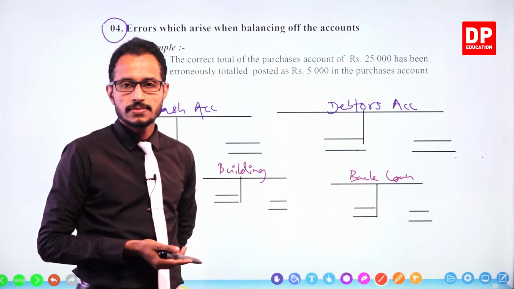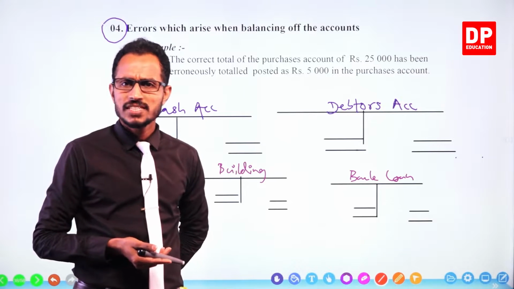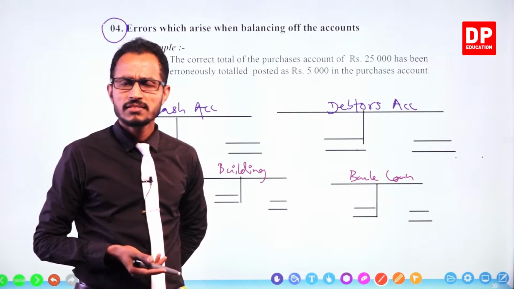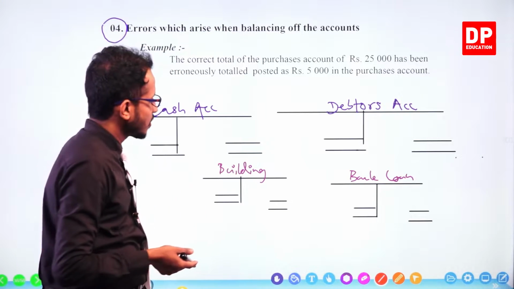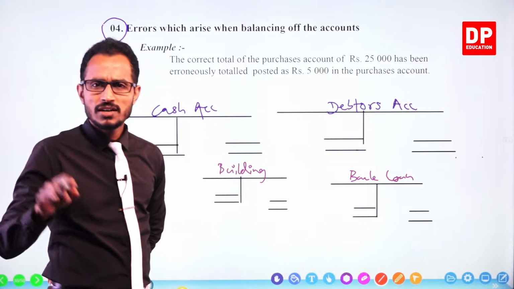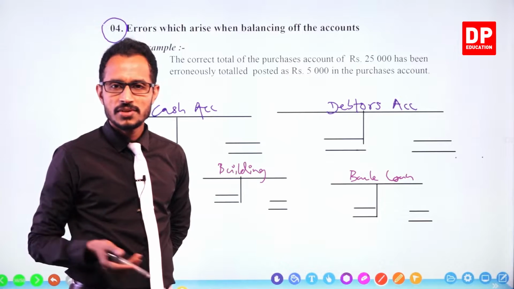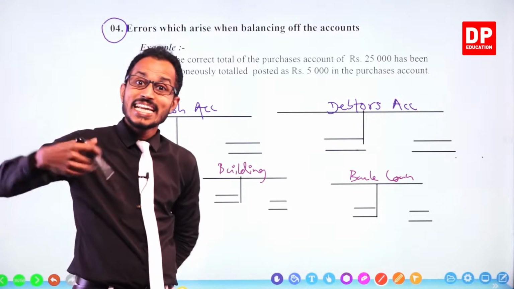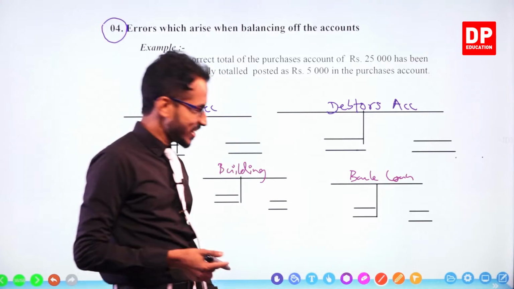bookkeepers can make mistakes. These are humans, right? We are all humans. We make errors. That's why I say no need to criticize anyone. Everybody makes errors. The important thing is correcting them. Now we are going to do that. All right.